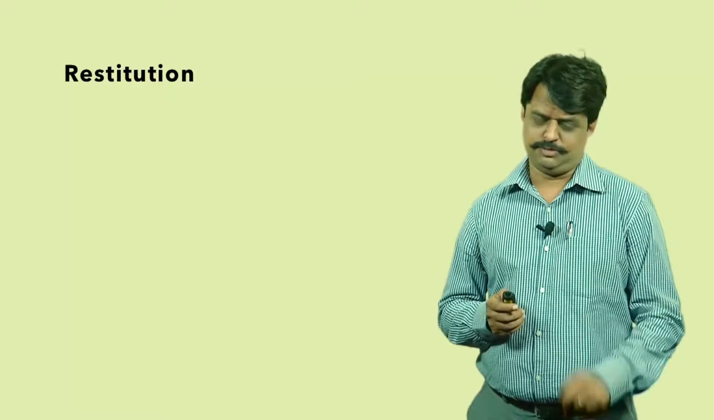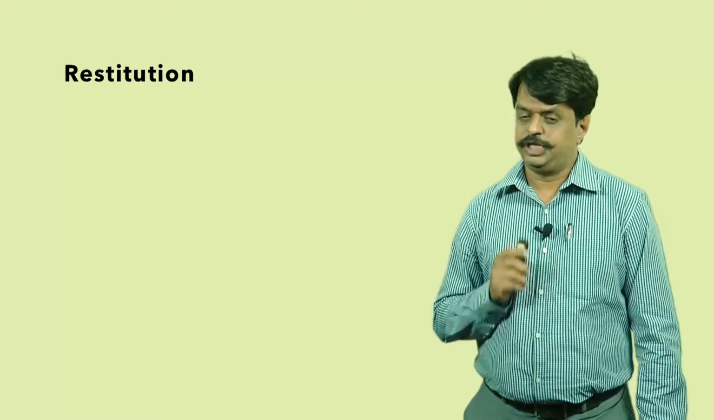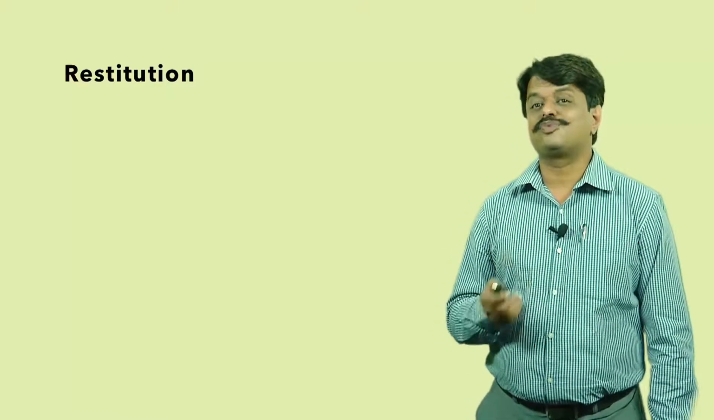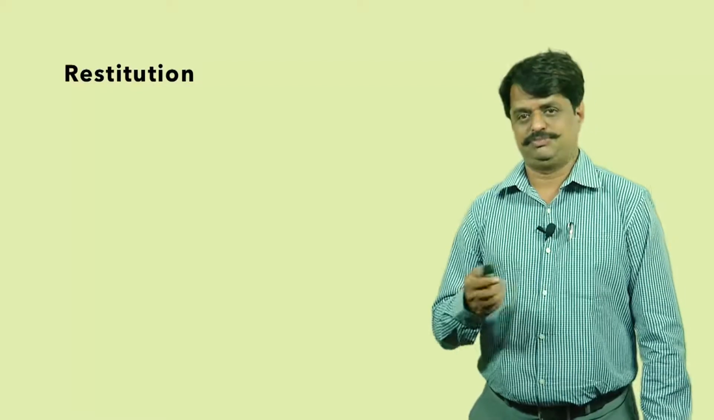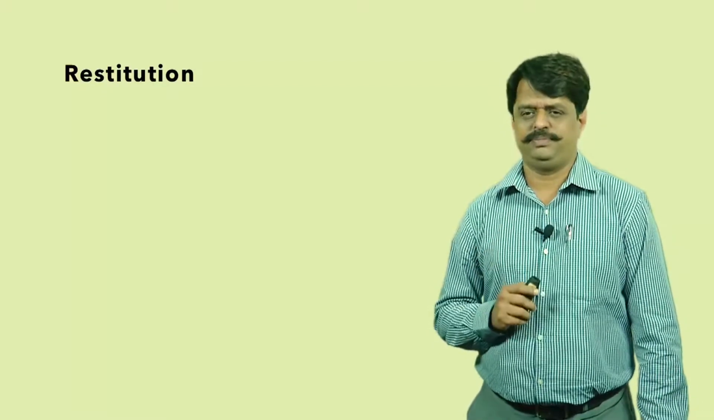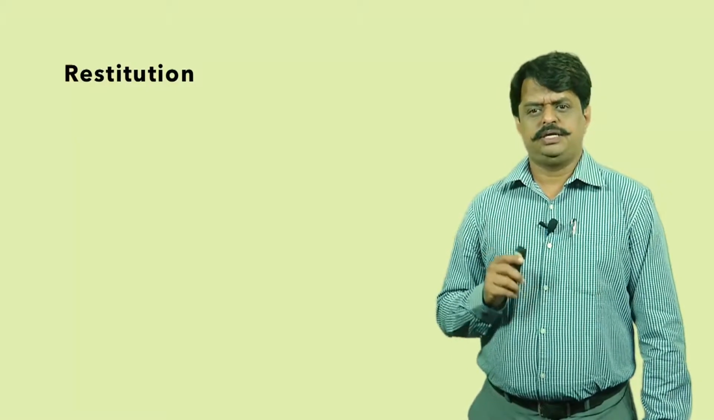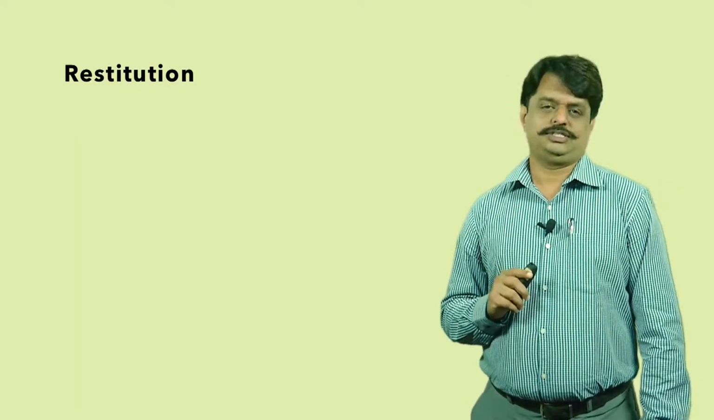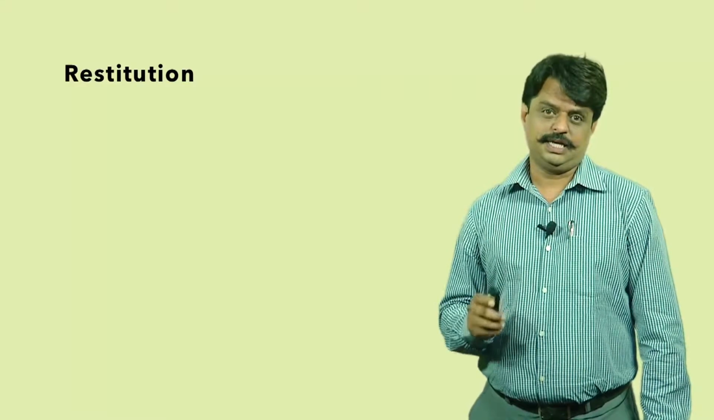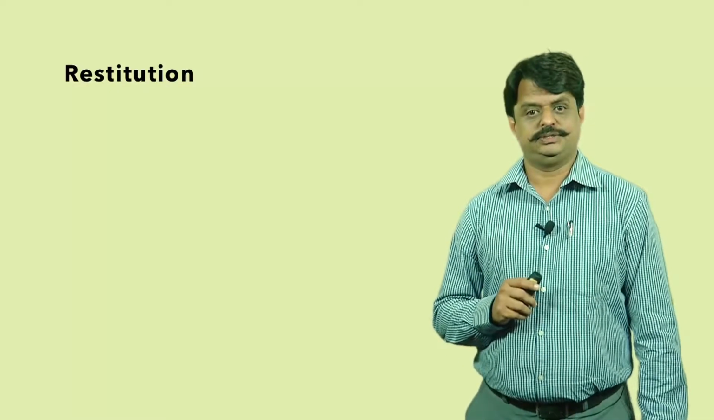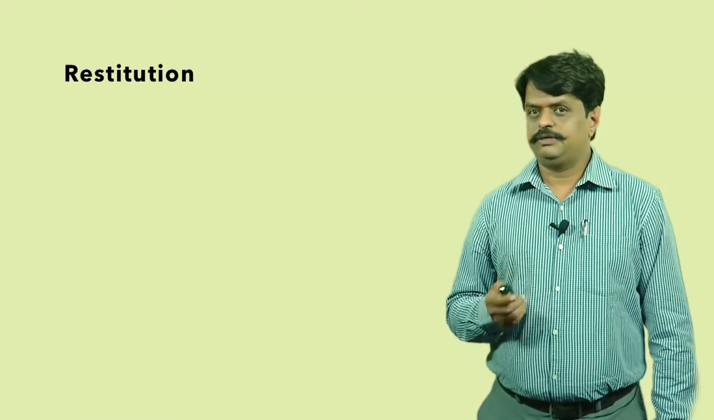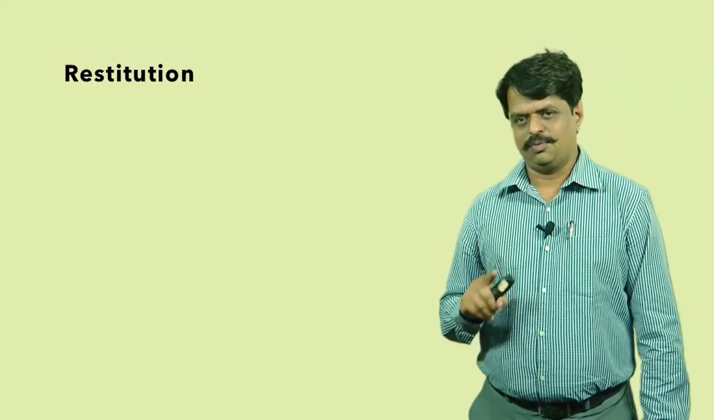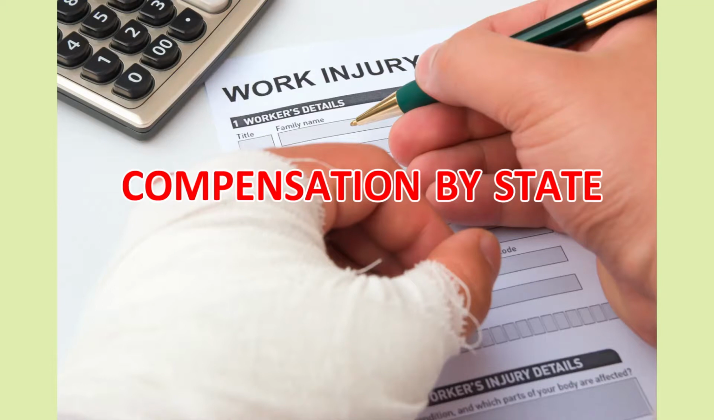Restitution is the second aspect of the declaration, that is return of property, if the property has been taken away in the process of commission of crime. Payment for harm or the loss caused. This is again in the form of compensation. Here we are talking about two aspects. One, compensation by the offender. The other one is compensation by the state.